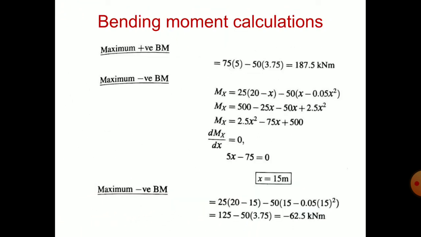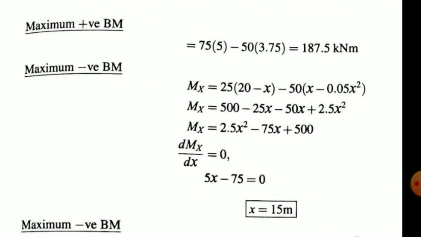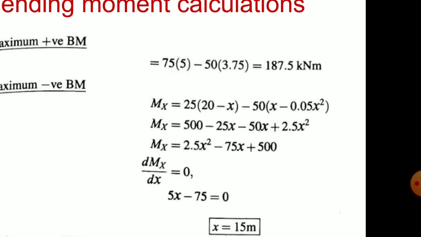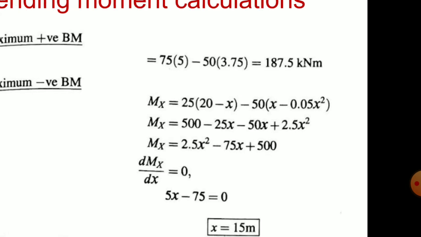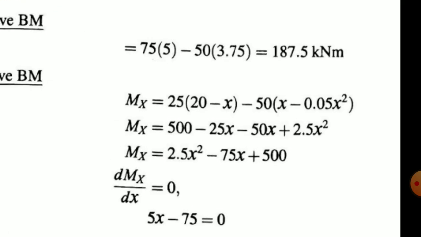Now we are interested in finding the bending moment. So the maximum positive bending moment will be equal to 75 into 5 minus 50 into the height of the section, that is 3.75. So positive moment will be 187.5 kilonewton meter.